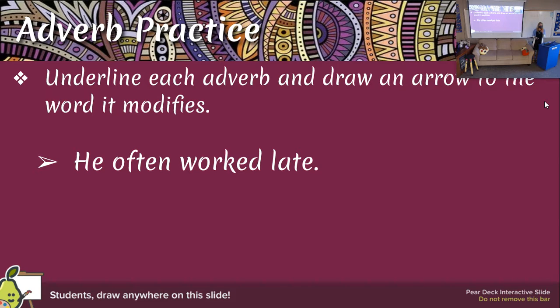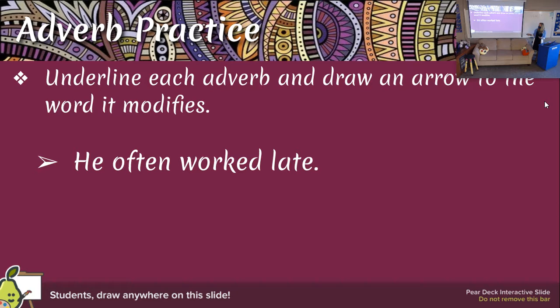So let's break it down here. Where's the subject of our sentence? Where's our noun or pronoun that the sentence is about? He. He is our subject, so that can't be an adverb, right? So we get rid of that. Where's our verb? Worked is our verb. It's the only one that's showing an action. We don't have any linking verbs in there. So worked is our verb, so that can't be our adverb either.